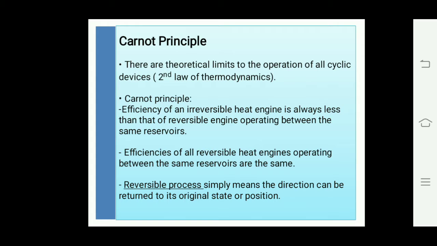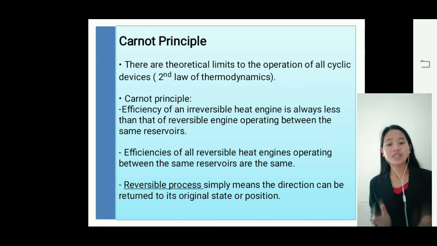What do we mean by a reversible process? A reversible process simply means that the direction can be returned to its original state or position. This reversible process can be redirected back to its original state. That is a reversible process. As a result, the Carnot principle puts an upper limit on the efficiency of reversible and irreversible engines. So the idea is that the efficiency of a heat engine is a maximum when the engine operates reversibly. That is the Carnot principle.